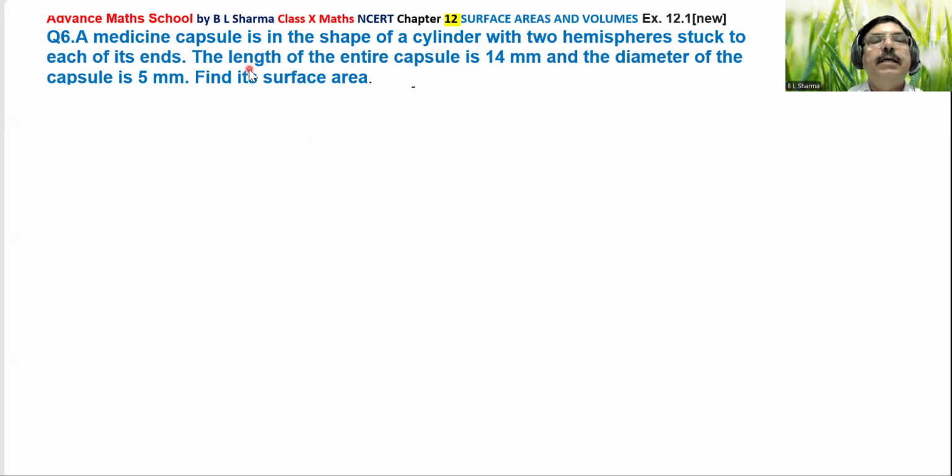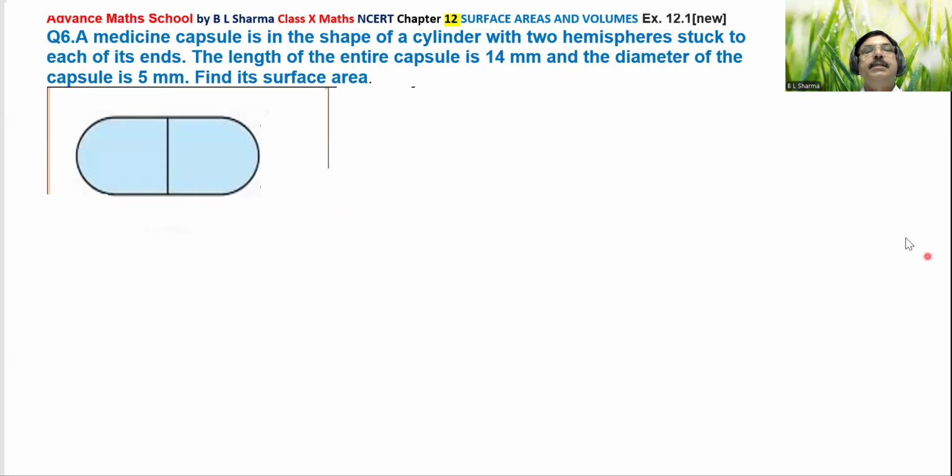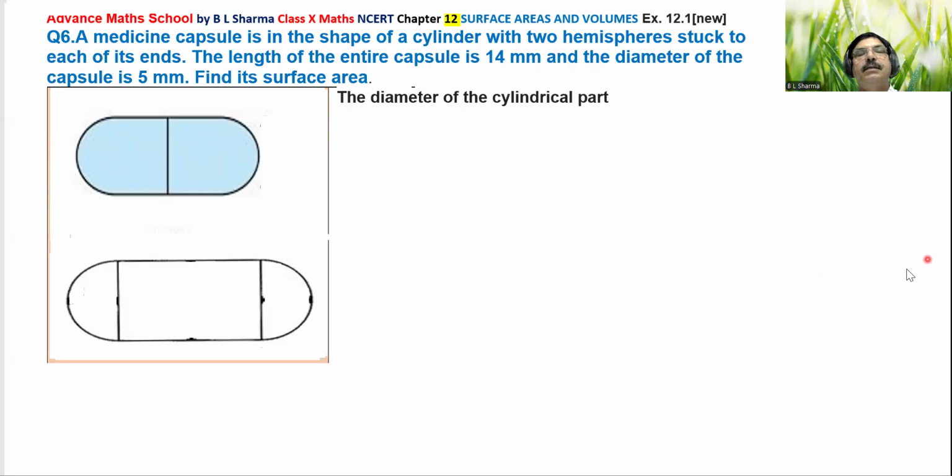A medicine capsule is in the shape of cylinder with two hemispheres stuck to each of the ends. ये देखिए मेडिसिनल कैप्सूल है, यहाँ पे ये एक हेमिस्फीयर इस साइड और एक अन्य हेमिस्फीयर इस साइड है. सो डायमीटर ऑफ द सिलिंड्रिकल पार्ट, दैट इज डायमीटर ऑफ हेमिस्फेरिकल पार्ट. जितना डायमीटर सिलेंडर का है उतना ही डायमीटर हेमिस्फीयर का है. तो रेडियस कितनी होगी?